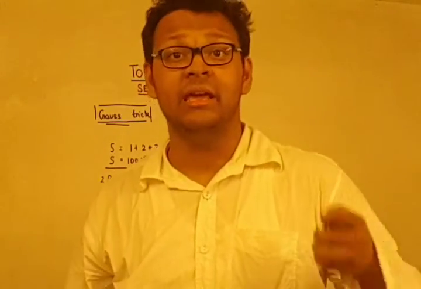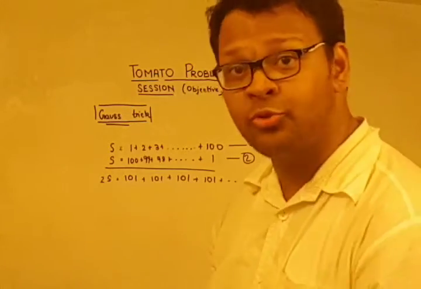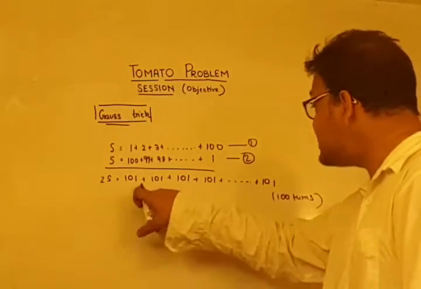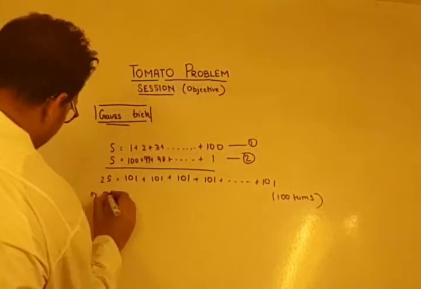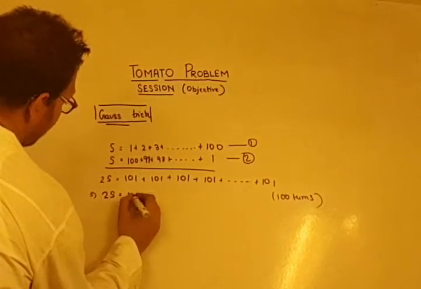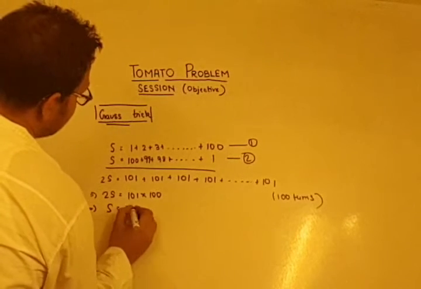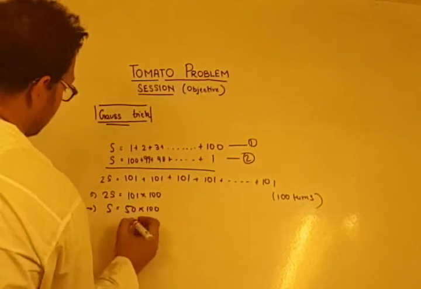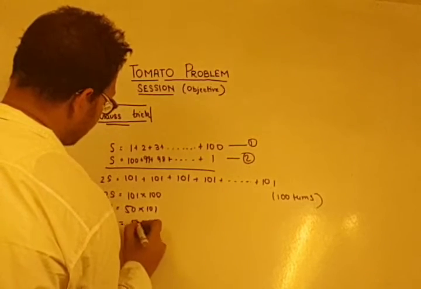So what is 2 times 3? That is, I add 3 2 times. So I add 2 3 times. So that is the interpretation of 2 times 3. So this sum becomes 100 times 101. So S is 50 into 101. So that is 5050.